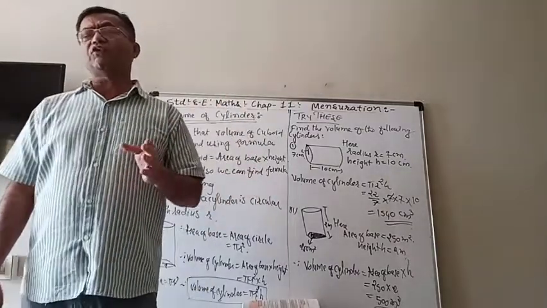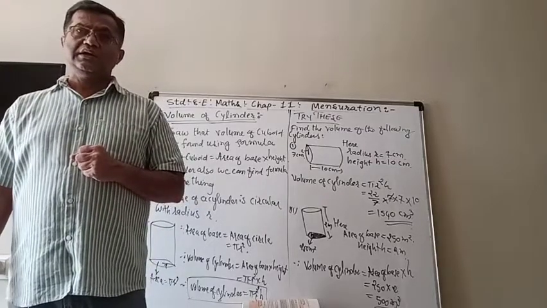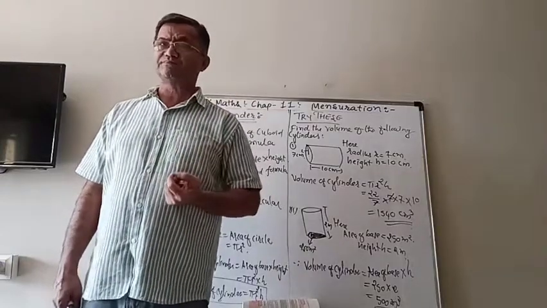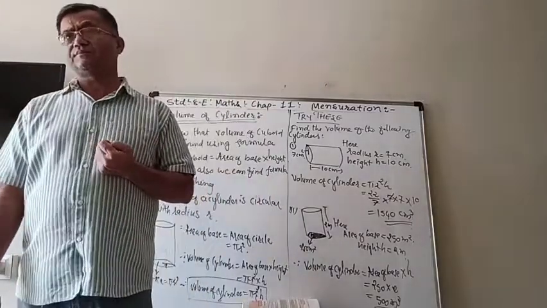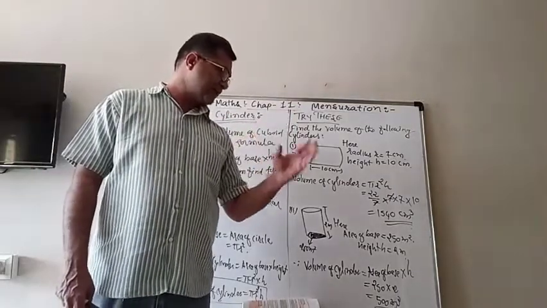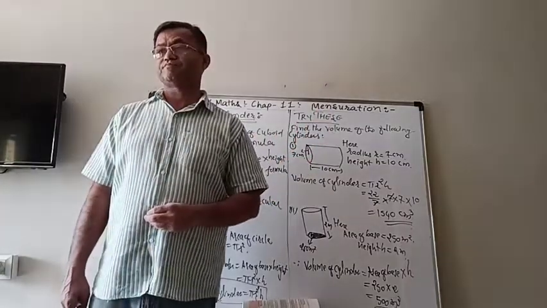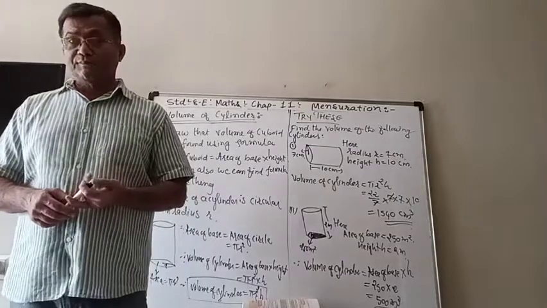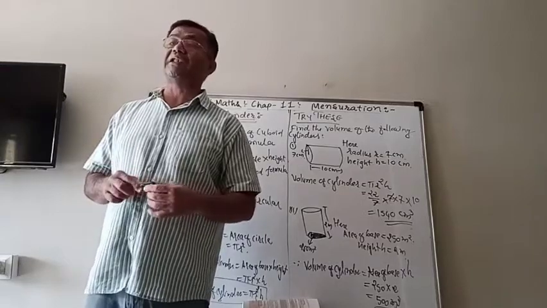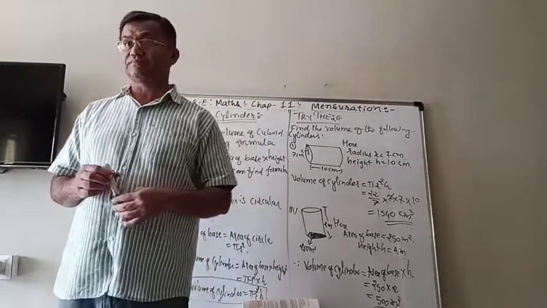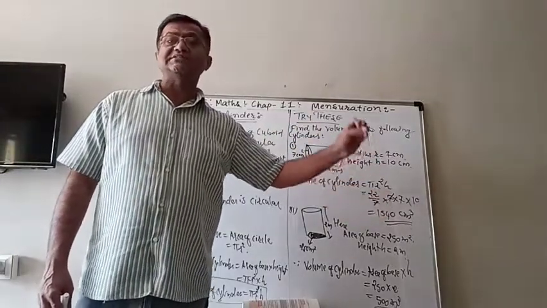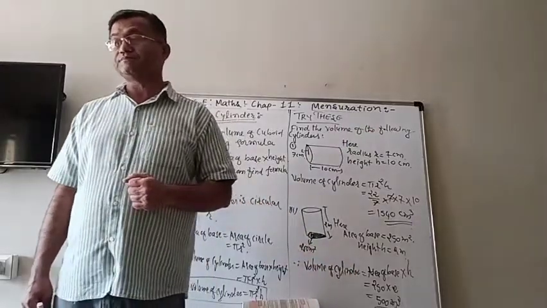And also for the volume of the cylinder, if the radius of the base r is given, and the height is given, then we can use the formula volume of cylinder is pi r square h. And the most important thing to remember is, don't forget to write down the final answer along with the unit. If all the dimensions are given in centimeter, then the volume will be in centimeter cube, and so on.